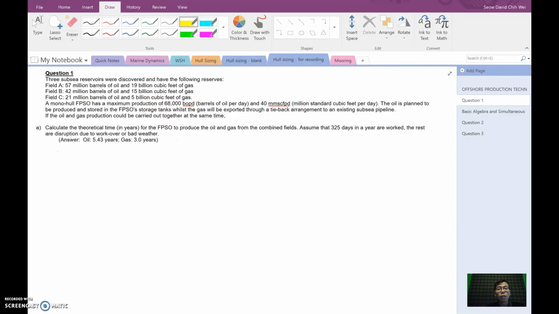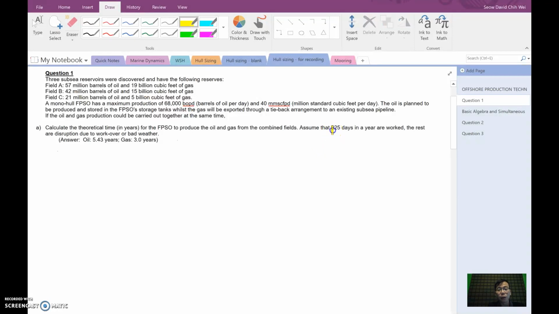This oil will be planned for production and storage in the storage tanks, while gas will be exported through a tieback arrangement to an existing subsea pipeline. And for part A, if oil and gas production were to be carried out together at the same time, what is the field life for these 3 oil fields combined? And we assume that there's 325 days in a year for the work year.